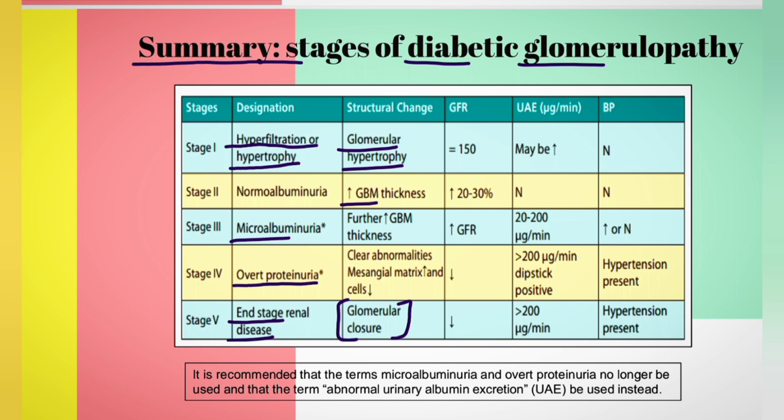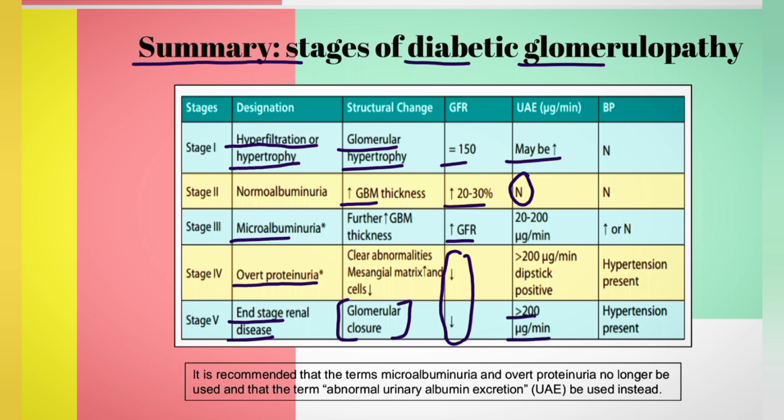In respect of GFR, glomerular filtration rate, initially in stage 1 it is normal, in stage 2 this GFR will increase by 20-30%, in stage 3 also the GFR will be found at an increased level. However, from stage 4 we will find a decrease in the GFR. In respect of urine albumin excretion, in stage 1 initially it will increase, in stage 2 it will be normal. After that the urine albumin excretion will rise, initially 20 to 200 microgram per minute, then finally more than 200 microgram per minute.